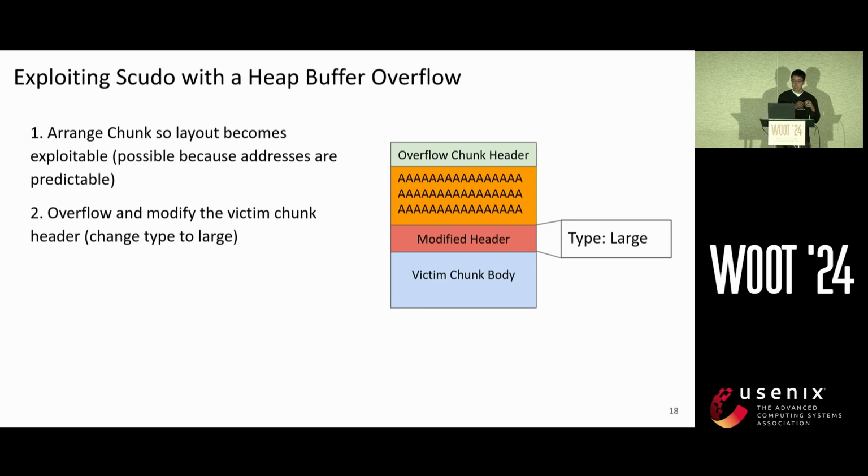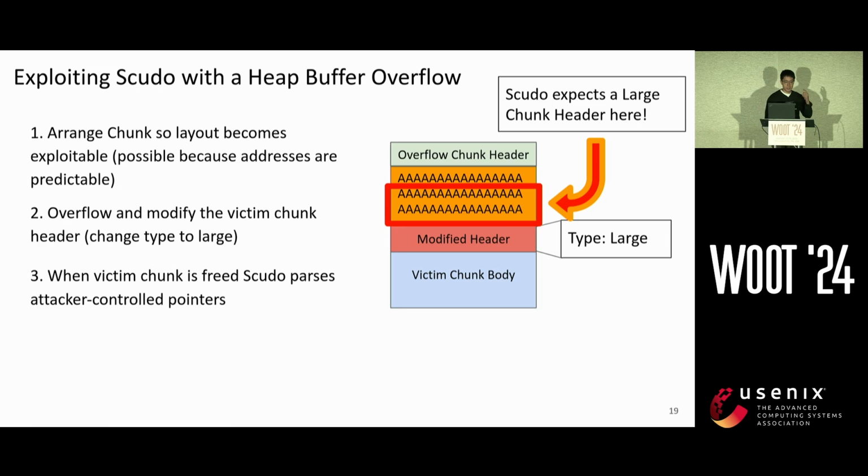It'll then start parsing the contents of the header, and Scudo will see that this is a large chunk. Then it'll go behind the modified header and look for the large chunk header. This is obviously a disaster because here the large chunk header is replaced by attacker-controlled data. In this case, Scudo would crash because it would dereference a pointer at a bunch of A's. But if you're smart, you forge a large chunk header in the right way, and you can basically get Scudo to allocate a chunk at your chosen address.